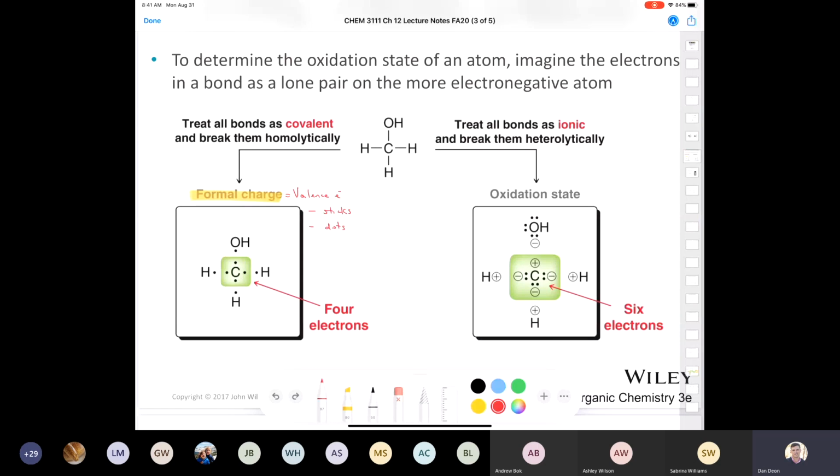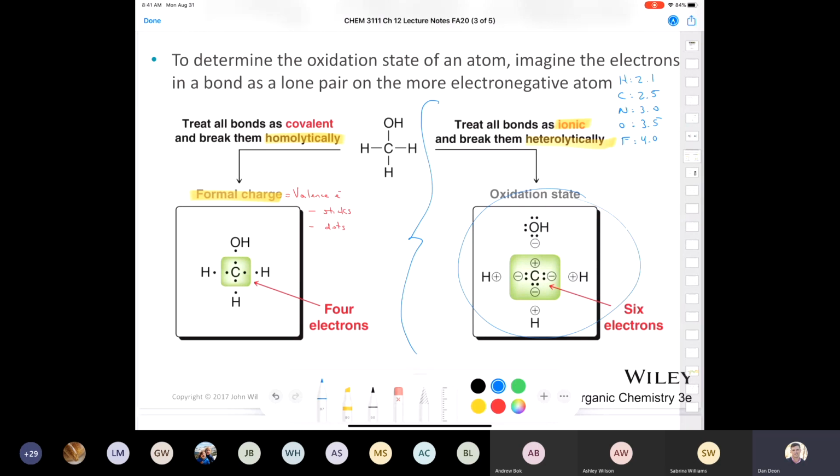Now, this side here is all new. This is completely new to you unless you read the chapter. Actually, I'm sure you all did. But it says here, you treat all bonds as ionic. You're like, what? Yes, you treat them as ionic, and you break them heterolytically. In the formal charge, we broke them homolytically, but here we're going to break them heterolytically. So you're going to have to remember the electronegativities of a few elements. Hydrogen is 2.1, carbon is 2.5. Nitrogen is 3.0, oxygen is 3.5. I'm sure you all have these memorized anyway. Fluorine, everybody, that one is 4.